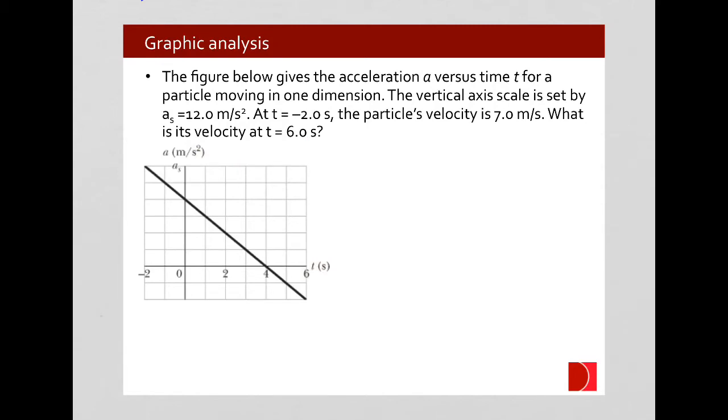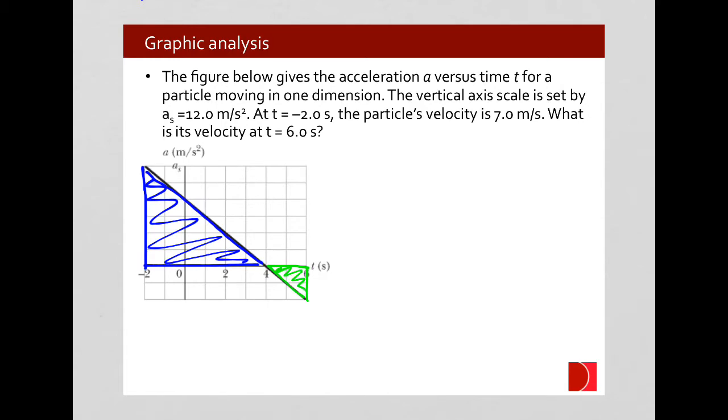Well, if we're given the acceleration graph, we can find velocity by integrating acceleration. When we have an acceleration graph, we can find velocity by finding the area under the curve. So, to find the change in velocity, we will be finding the area under the curve between -2 and 6.